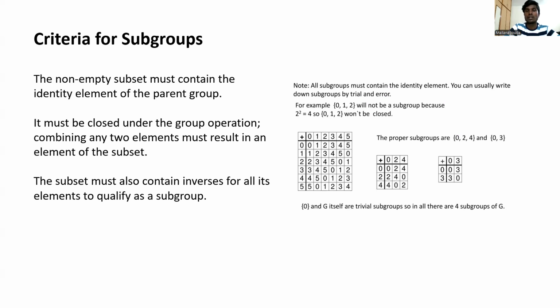You can usually write down subgroups by trial and error. For example, {0, 1, 2} will not be a subgroup because 2 into 2 is equal to 4, so {0, 1, 2} won't be closed. Here you can see the examples of proper subgroups are {0, 2, 4} and {0, 3}. And G, capital G itself, and the identity subgroup are trivial subgroups. So in all there are 4 subgroups of G.